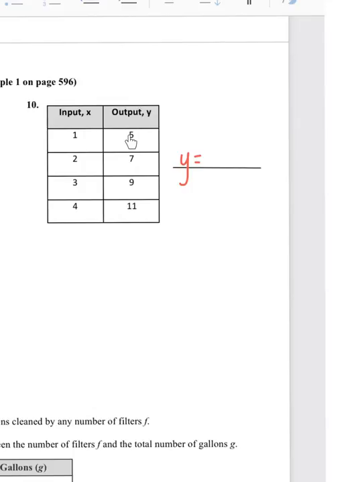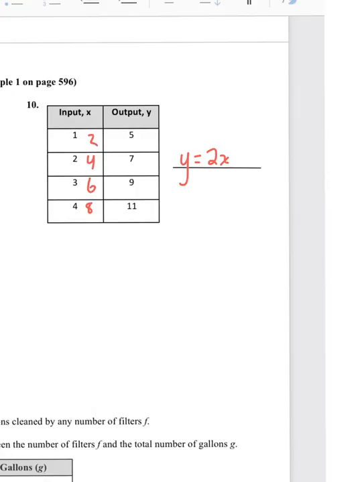So to do that, we go down the output. 5 to 7 is plus 2, plus 2, plus 2. So if the output number is skip counting by 2, that means my equation starts with 2x. Now, multiplying x by 2 isn't going to get me all the way. So 1 times 2 is 2, 2 times 2 is 4, 3 times 2 is 6, 4 times 2 is 8. Now I have to use addition to get the rest of the way.